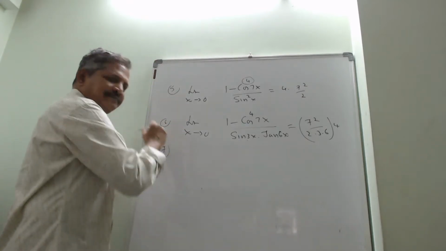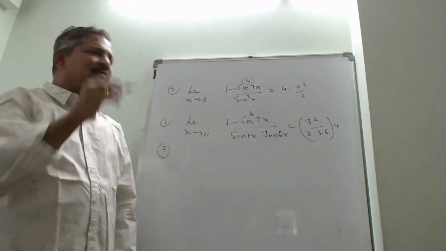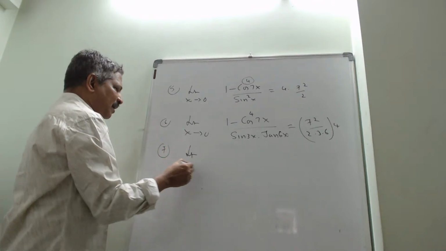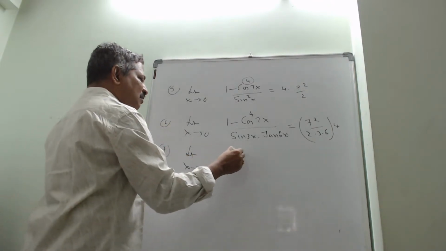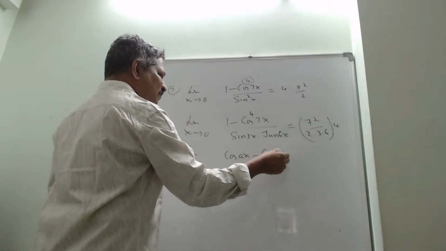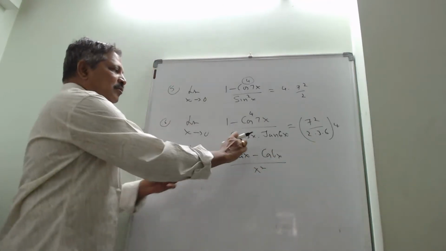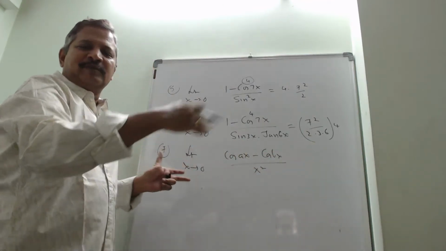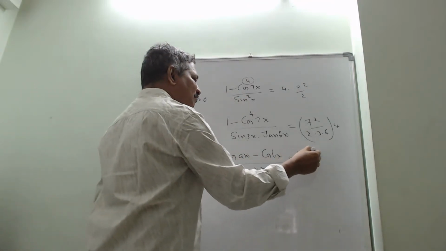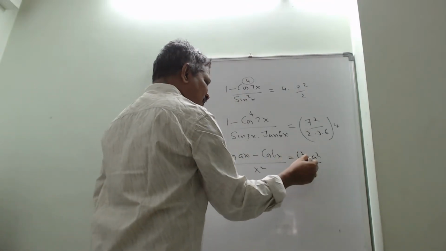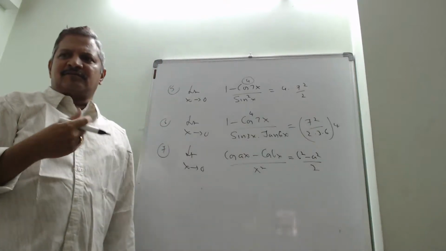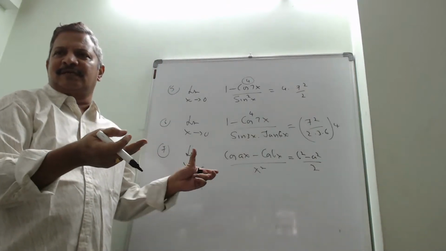Next point is, if we take the limit as x tends to 0 of (cos ax minus cos bx) by x square, you write the numerator plus 1 minus 1, split into 2 parts. Directly you get (b square minus a square) by 2. Split into 2 parts, you will get like this.